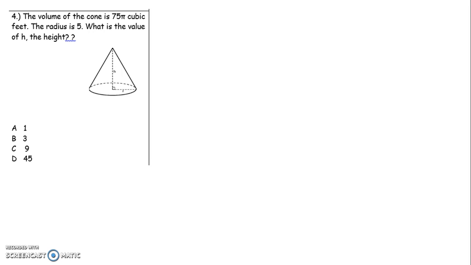All right. Let's take a look at number 4. The volume of a cone is 75 pi cubic feet. The radius is 5. What is the value of the height? Okay, so you need to just write down your formula for the volume of a cone. Volume equals 1/3 pi r squared h. I think you probably did the rice activity in class where you realize it takes 3 cones to fill up a cylinder of the same height. So it's 1/3 the volume of the cylinder.